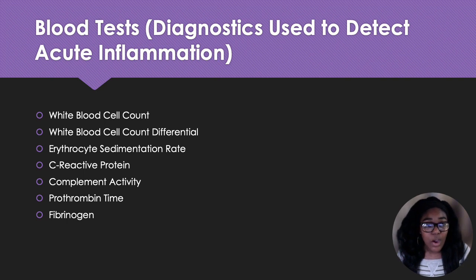So again, these are different tests that are used to detect acute inflammation. And please note that not one test just tells the whole story. You get a pretty good idea if you have a variety of these tests on an individual, and it helps give you a better clinical picture. But just understand what happens when which diagnostic is high or which diagnostic is low, and what that tells us when it relates to the body.